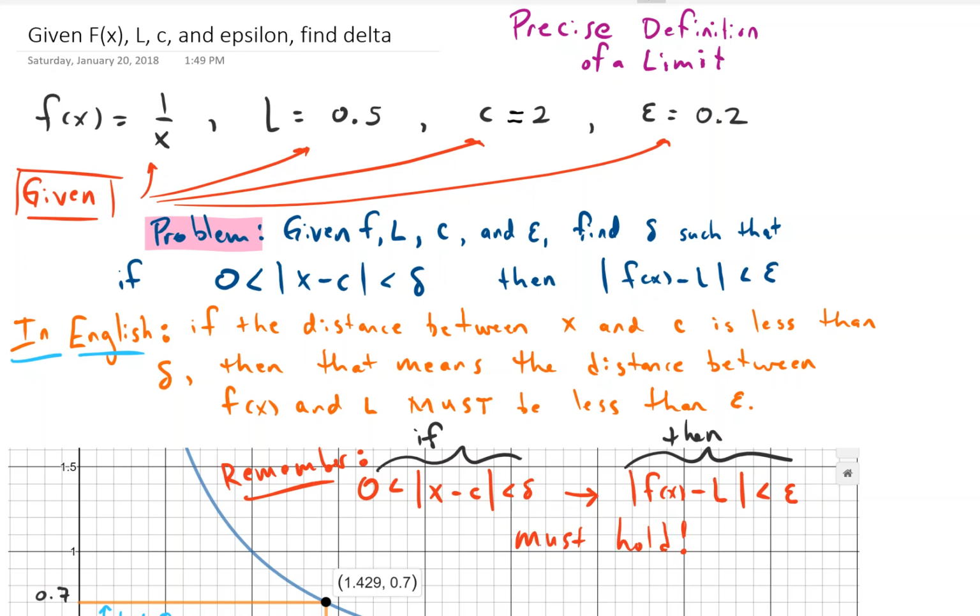that if the distance between x and c is bigger than 0 and less than delta, then the distance between f and the limit L must be less than epsilon. Maybe putting it in layman's terms, in English, if the distance between x and c is less than delta, then that means the distance between f and L must be less than epsilon.